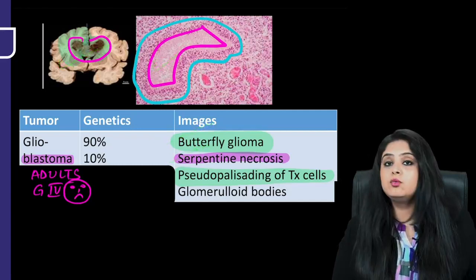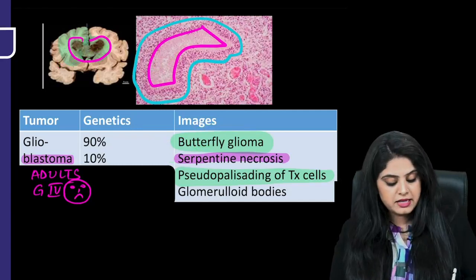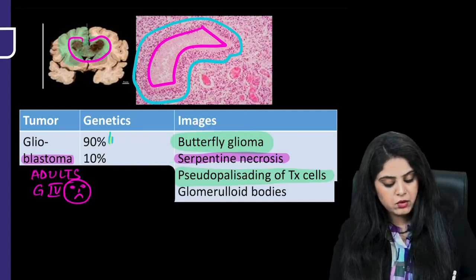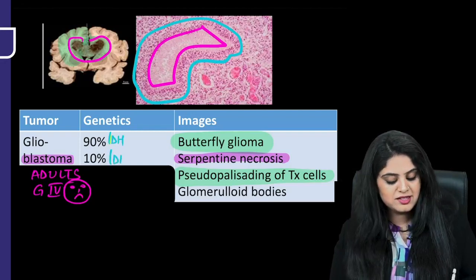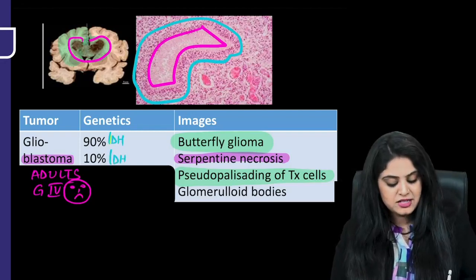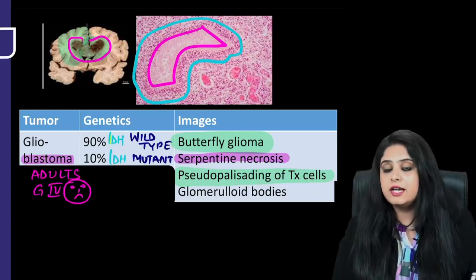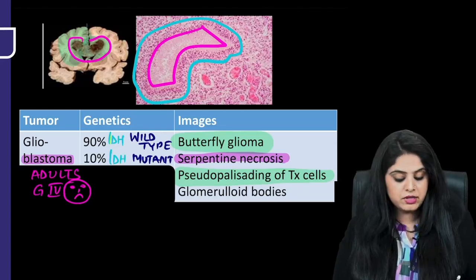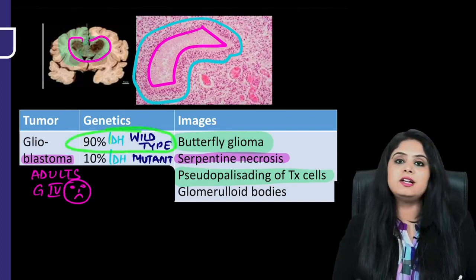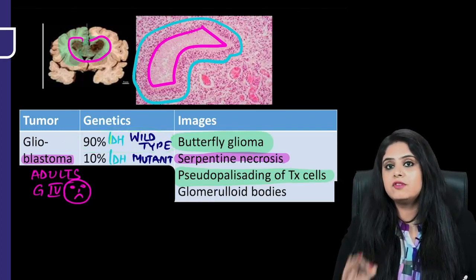So now when I ask you what is the genetics, you will say 90% of the cases are going to be IDH and 10% are also IDH. But what's the difference? The 90% cases are IDH of the wild type and 10% of the cases only show you IDH, isocitrate dehydrogenase, of the mutant type. So again, wildlife had to be given importance, right? 90% of them are IDH wild type.